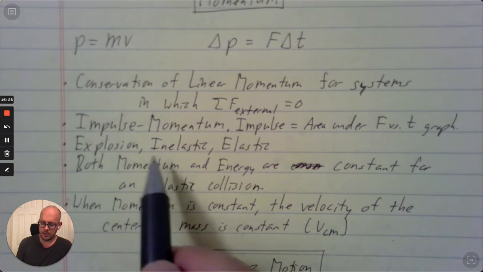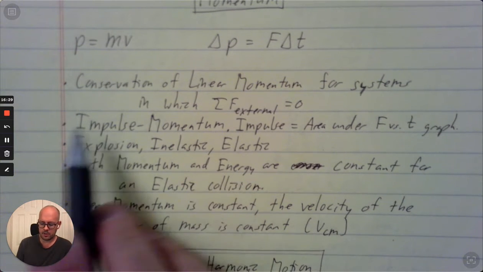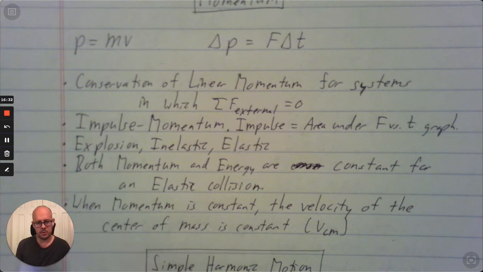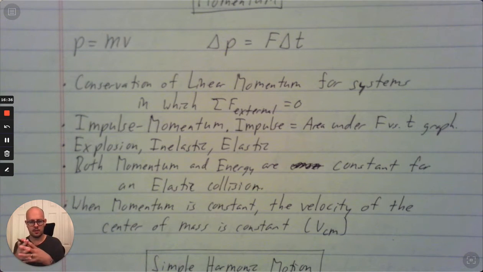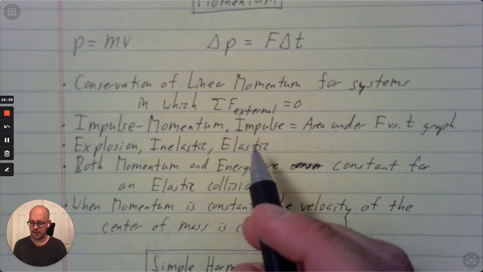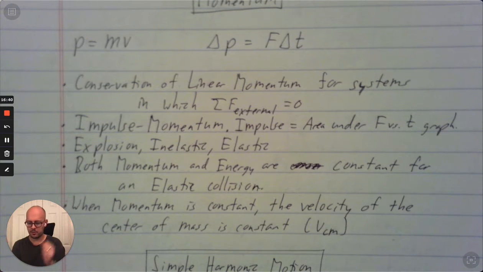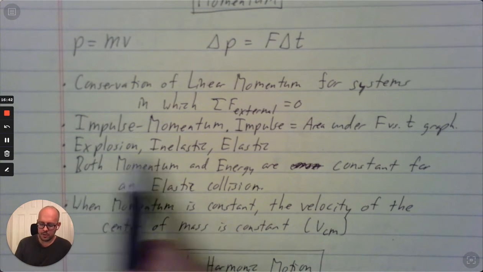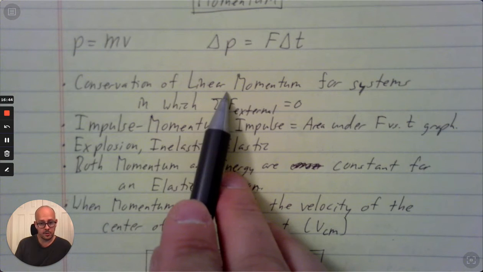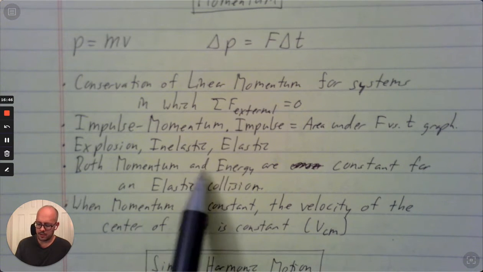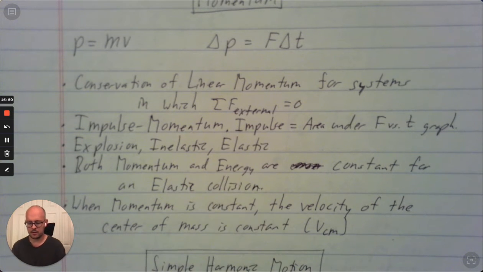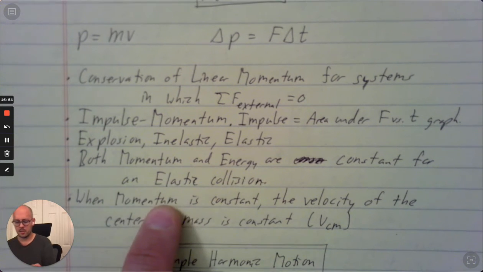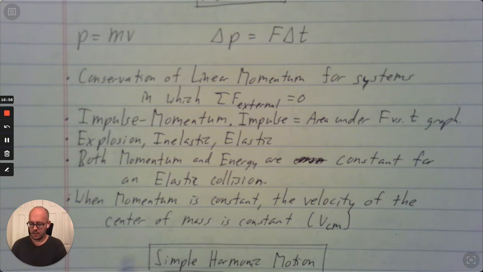There are three major interactions we talked about for conservation of momentum: explosions, where objects push apart from one another; inelastic collisions, where things collide and stick; and then elastic collisions, where things collide and bounce. All three of them are conservation of momentum situations, but momentum and mechanical energy are constant specifically for elastic collisions only. So you can apply either conservation law if the collision is elastic.